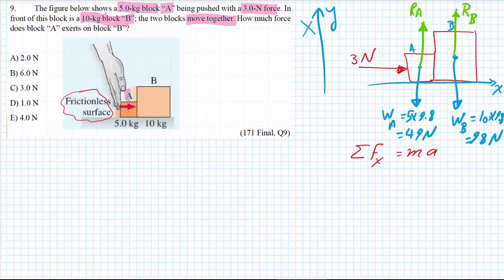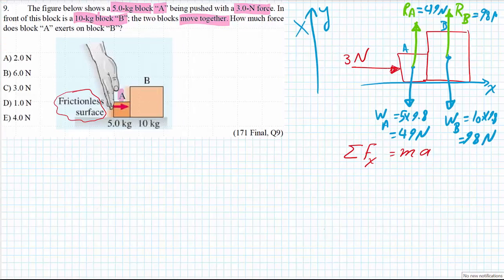What's the meaning of balanced here? Meaning that RA equals WA, so it's 49 Newton. And RB equals WB, so that's RB, which is 98 Newton. But in this problem, he didn't ask about the normal reaction at A and the normal reaction at B. So here we will apply Newton's second law in the x direction.